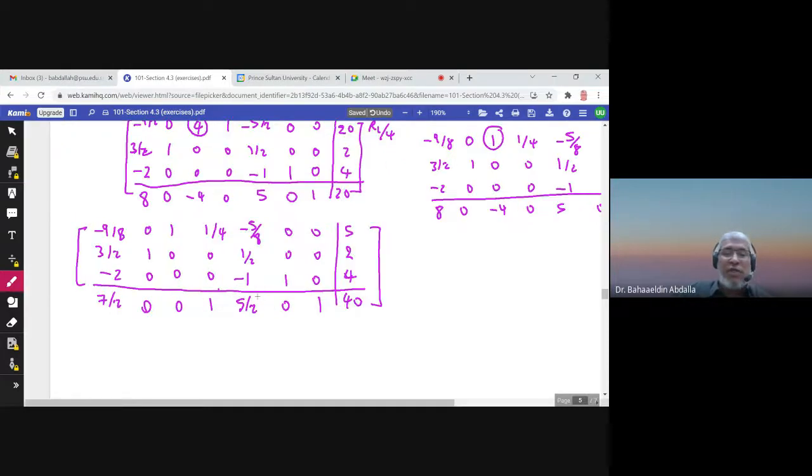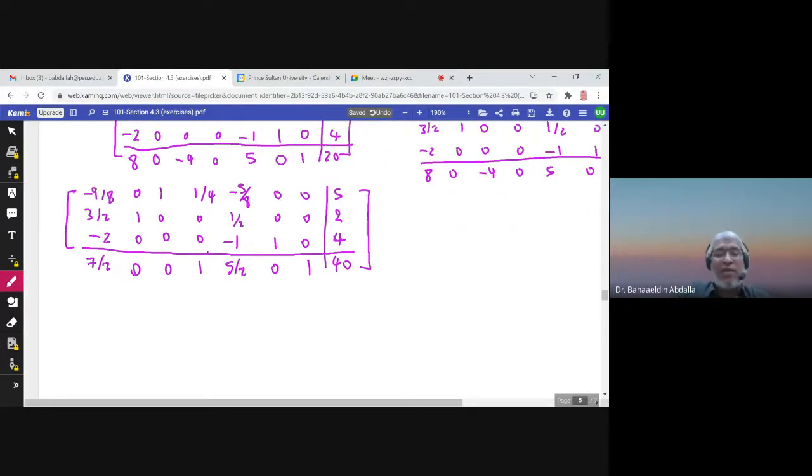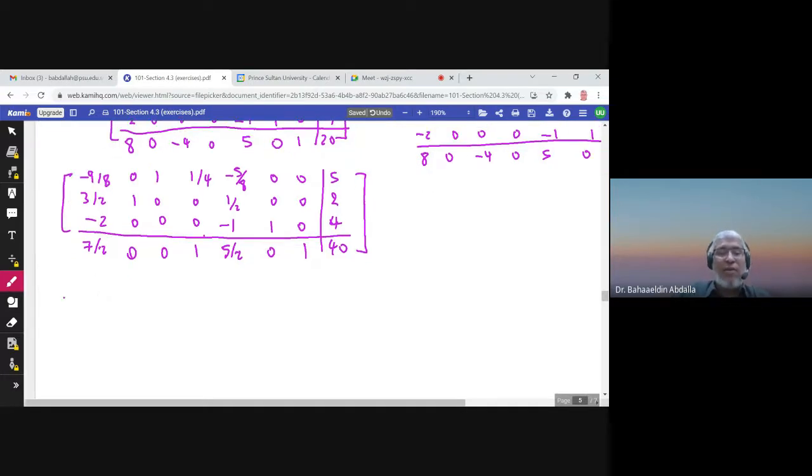And this is the final matrix because all the indicators are positive, and the maximum value of f is 40 at, now x is not basic, so it is 0. Y is basic and its value is 2. Z is basic and its value is 5.